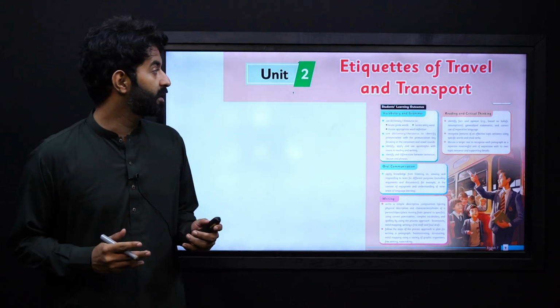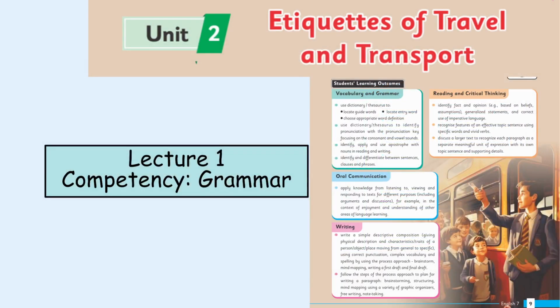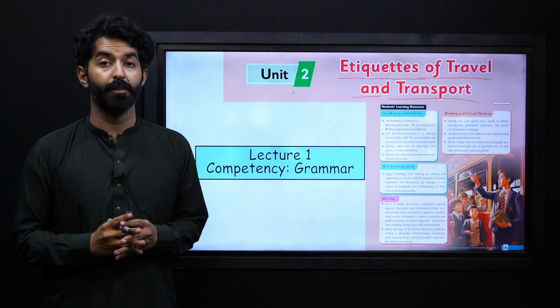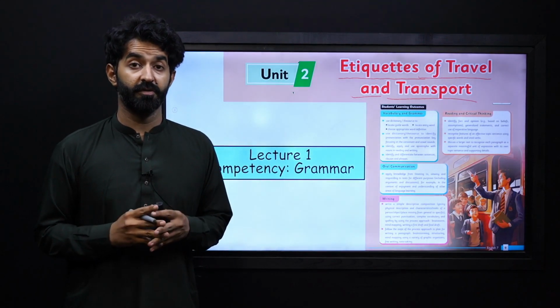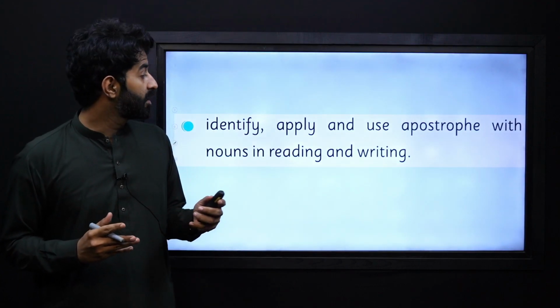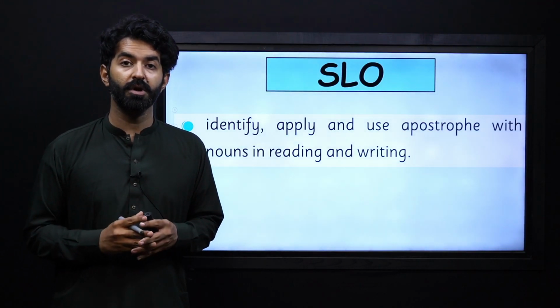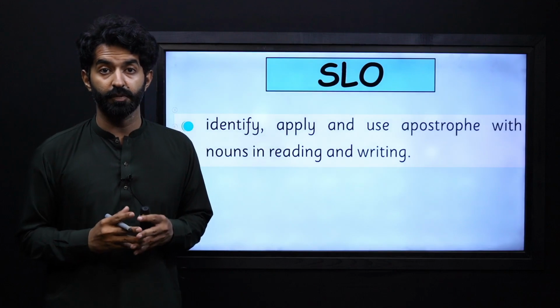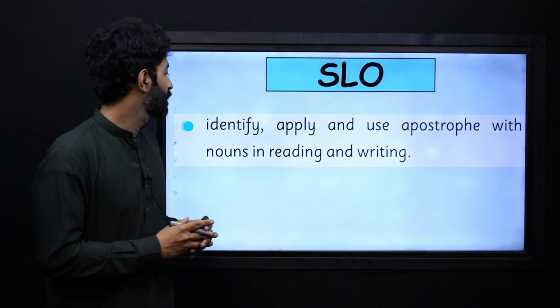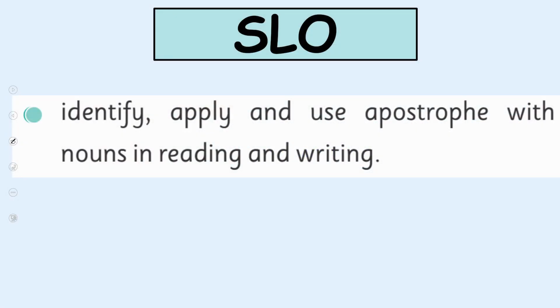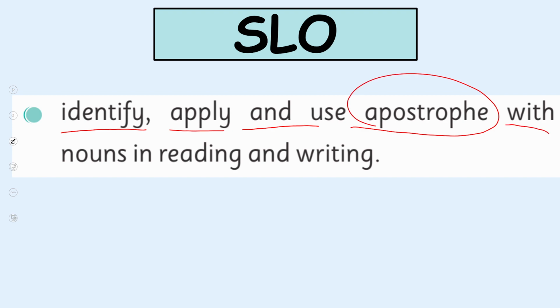So my dear learners, we are dealing with our unit number 2 with the title Etiquettes of Travel and Transport. This will be our lecture number 1 with the competency of grammar. It's our very first lecture. My dear learners, let's talk about our students' learning outcome and see what we are supposed to do in this lesson. So our students' learning outcome is identify, apply and use apostrophe with nouns in reading and writing.